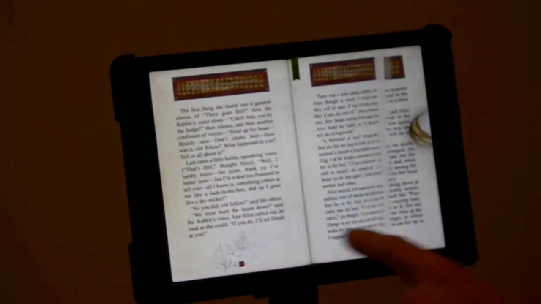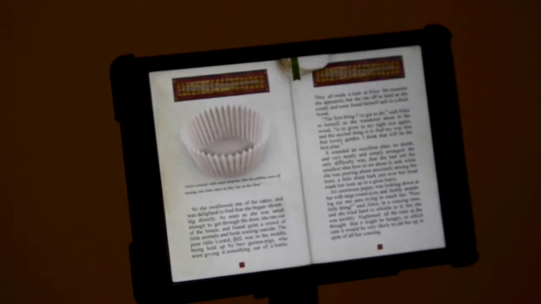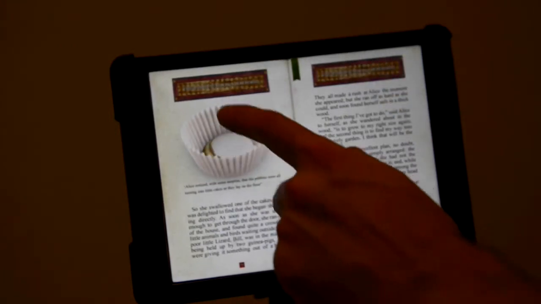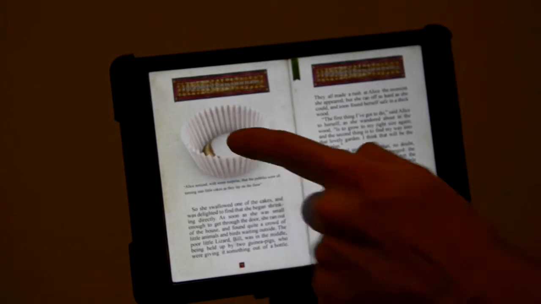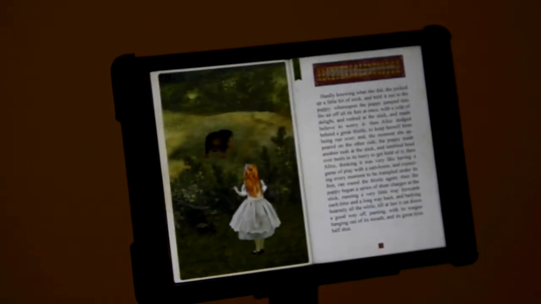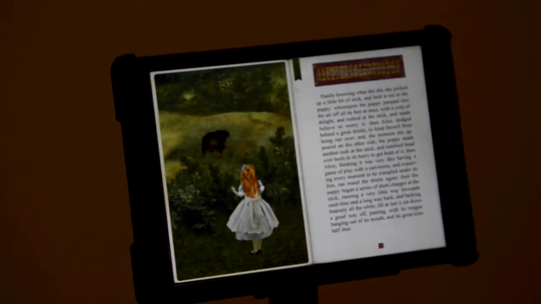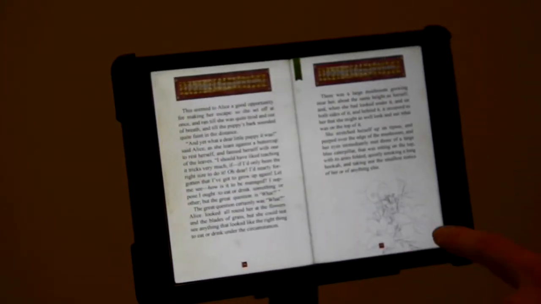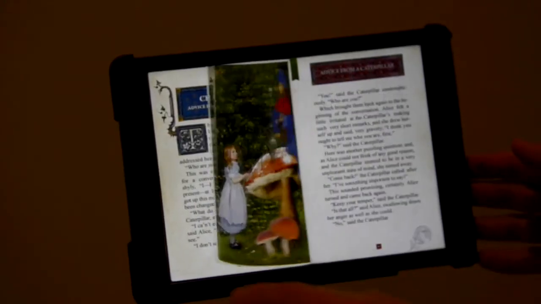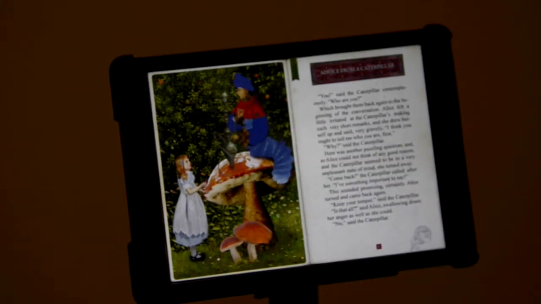This fireplace, the first. So she swallowed one of the cakes and was delighted to find that she began shrinking directly. As soon as she was small enough to get through, hardly knowing what she did, she picked up a little bit of stick and held it out to the puppy. Look. Whereupon the puppy jumped into the air off all of its feet at once. Chapter 5. "You," said the caterpillar contemptuously.